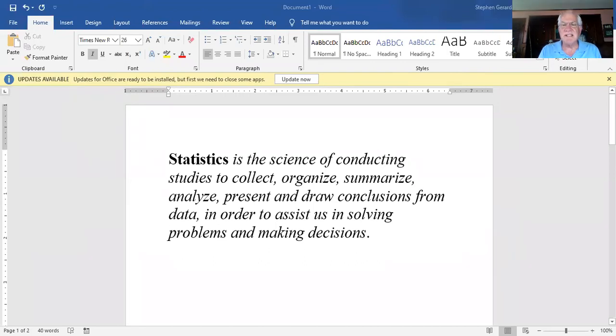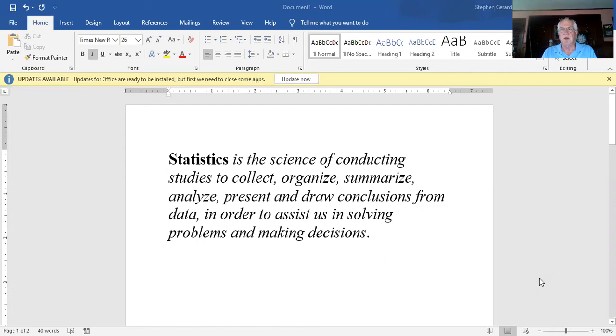Let me talk to you about the nature of statistics and particularly what I think statistics is first. Statistics is a science of conducting studies to collect, organize, summarize, analyze, present, and draw conclusions from data. And this is the important part: in order to assist us in solving problems and making decisions.